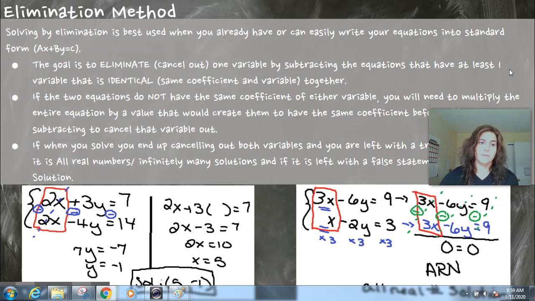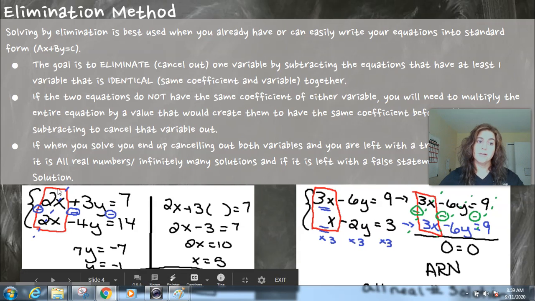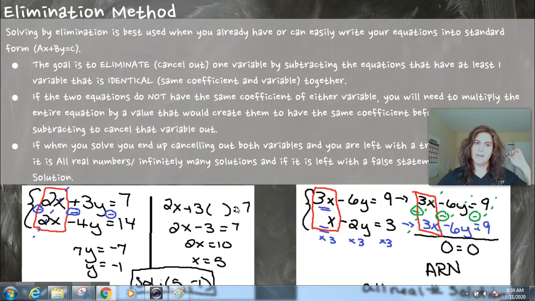So ideally, if they're already the same value, like in the first one, 2x and 2x, you're just going to subtract down to get those two x's to eliminate, and then you solve with what you're left with. And then same thing we did in substitution. Once you find one variable, plug it back in, find the other.